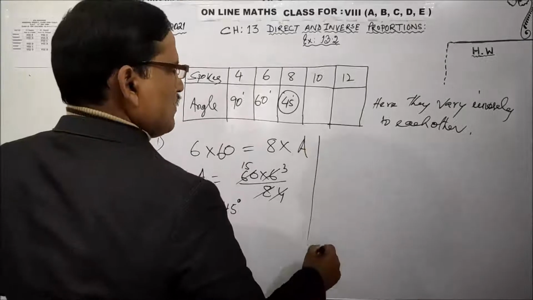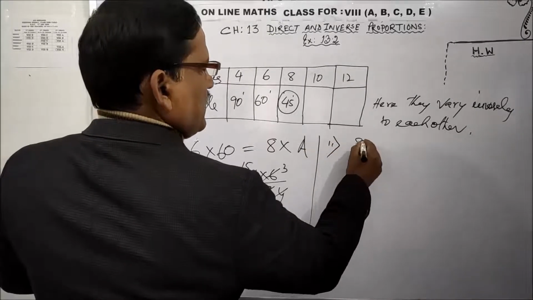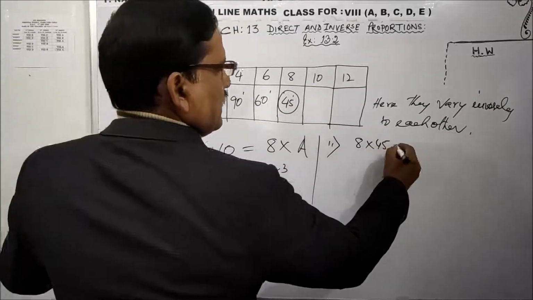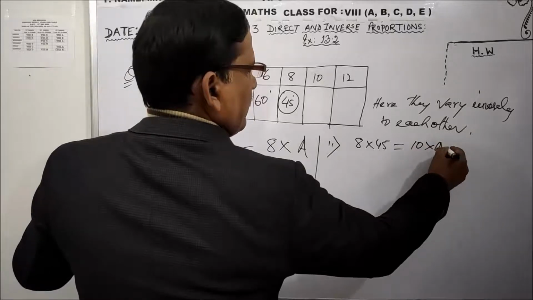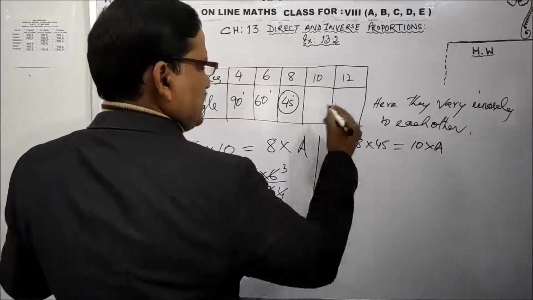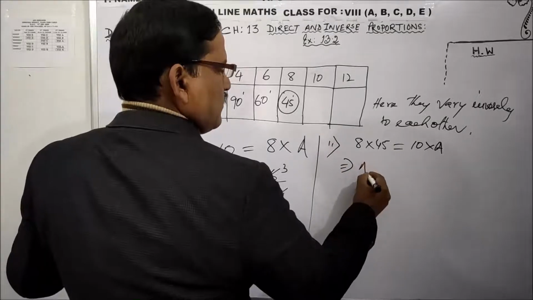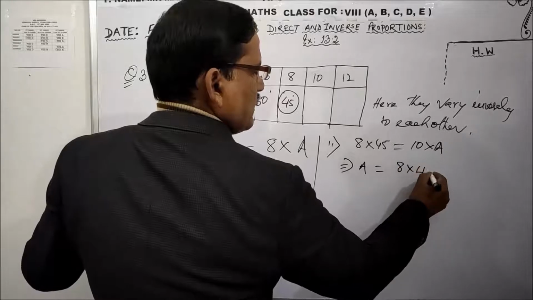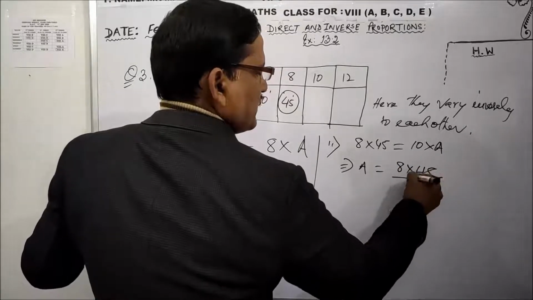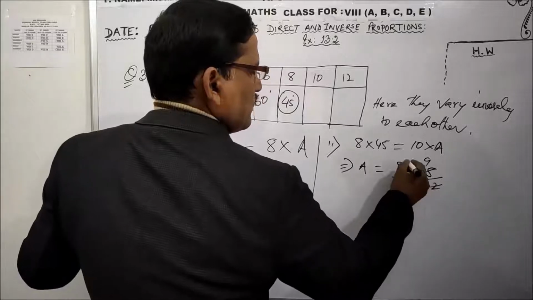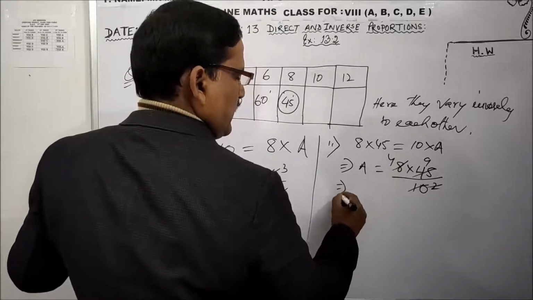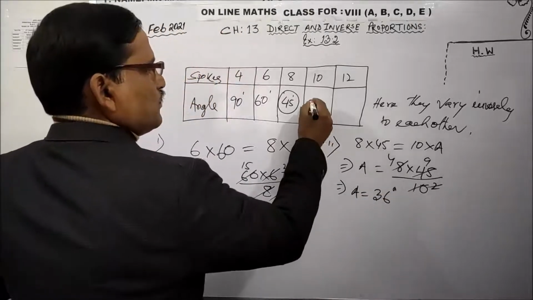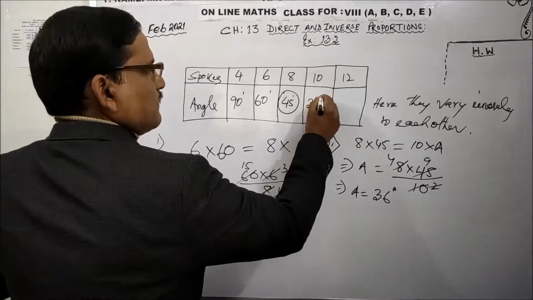Clear? Now next one. So 8 into 45, these 2 will be multiplied, equals 10 into A. Suppose I have taken A as the missing angle. So A will be 8 into 45 by 10. Cutting by 5, 9, 5, 2, cut 4. So A equals 36 degrees.